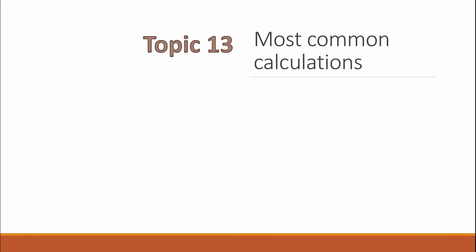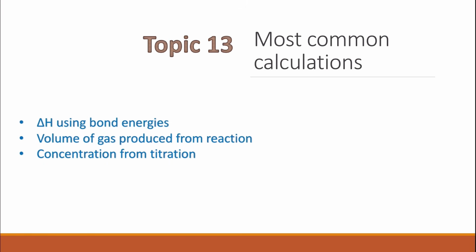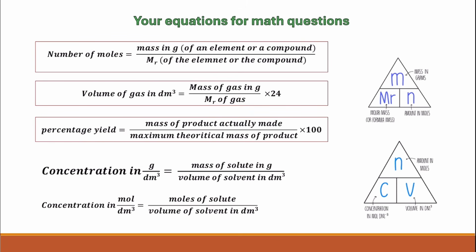The most common calculations in paper two: delta H, as we said, using bond energies. The volume of gas produced from a reaction. This is a typical question. All these three will be in your exam, definitely. Concentration from titration as well. So remember, the equation that you need to memorize is this particular one here, this triangle that links the concentration to the number of moles and the volume.